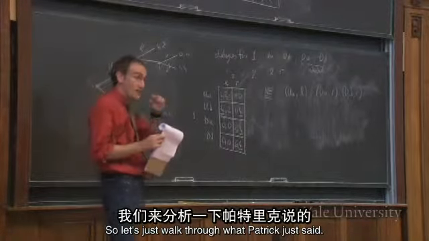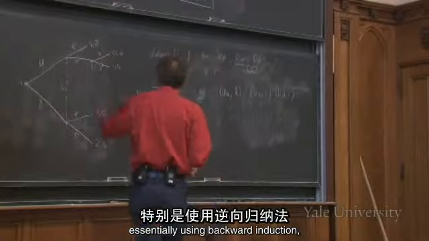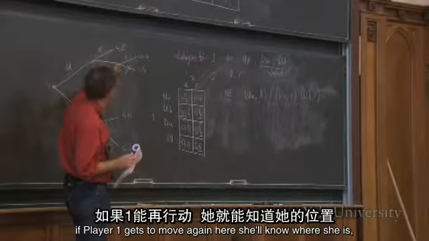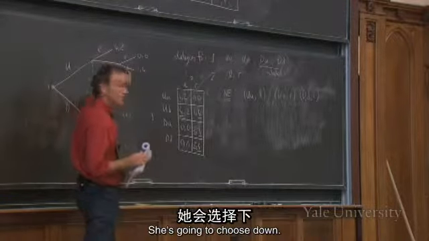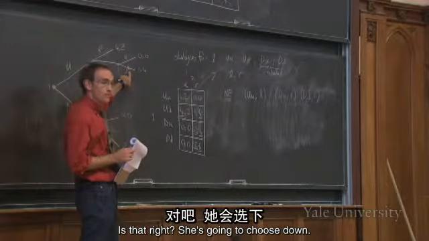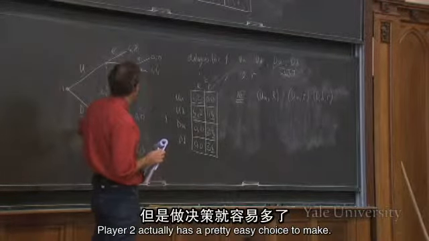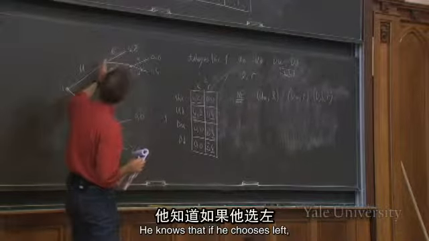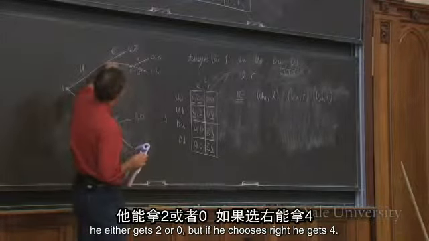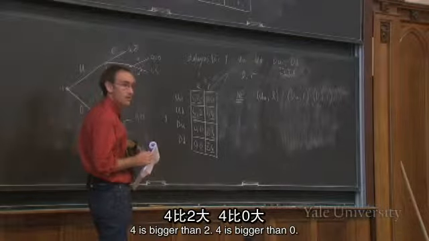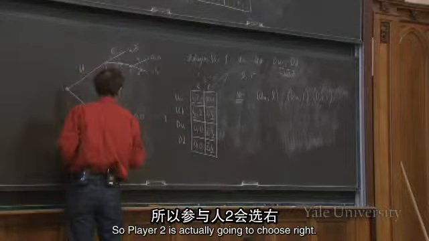Good. So let's just walk through what Patrick just said. If we analyze this game the way we've been taught to analyze trees, essentially using backward induction, we first observe that if player one gets to move again here, she'll know where she is, and she'll know she's choosing between 1 and 0, so she's going to choose down. But knowing this, player two, even though he doesn't know where he is, actually has a pretty easy choice to make. If he chooses left, he either gets 2 or 0, but if he chooses right, he gets 4. 4 is bigger than 2, 4 is bigger than 0, so player two is going to choose right.